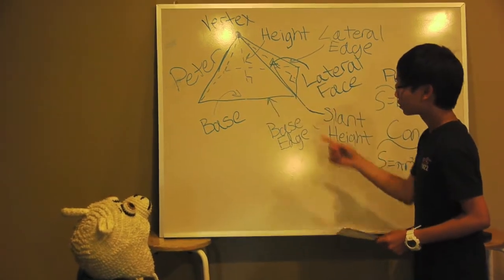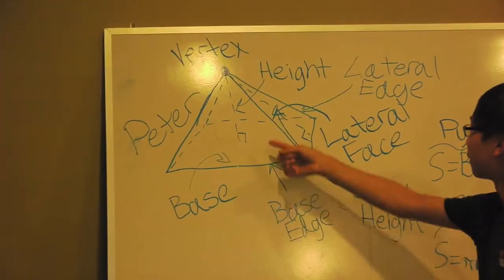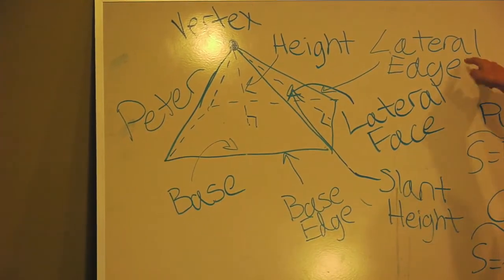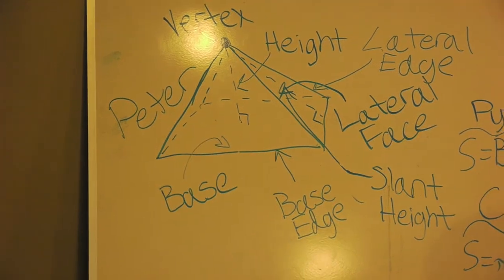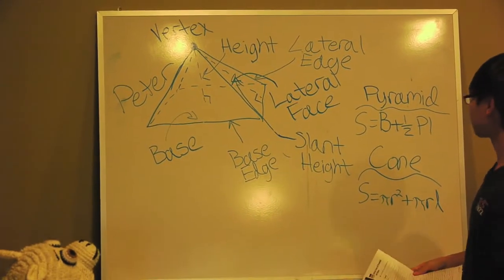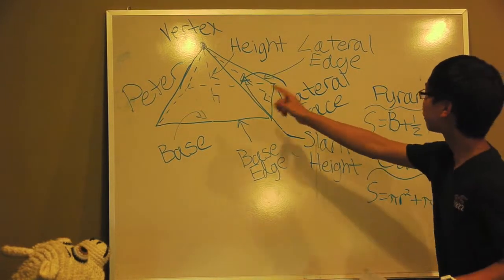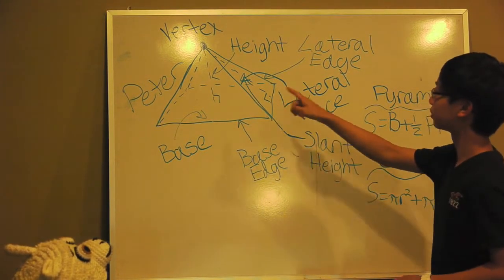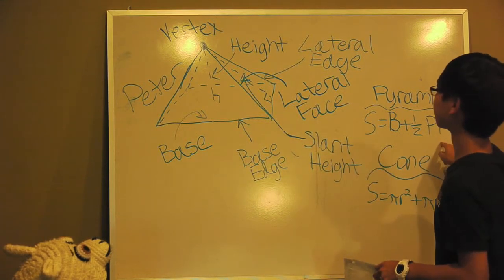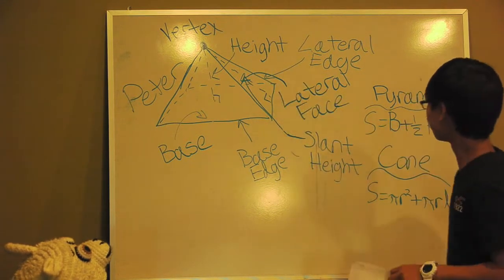This is the base edge, which is the side of the base, the height, the lateral face, and this is the lateral edge, and this is the slant height. So, how do you find the surface area of a pyramid? Well, the surface area is the area of the base, plus 1/2 of the perimeter, which is the length around the base, times the slant height, which is up there.